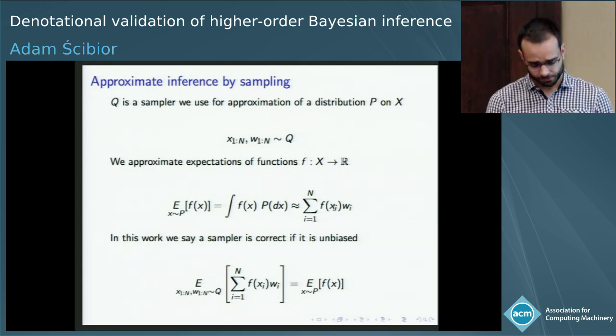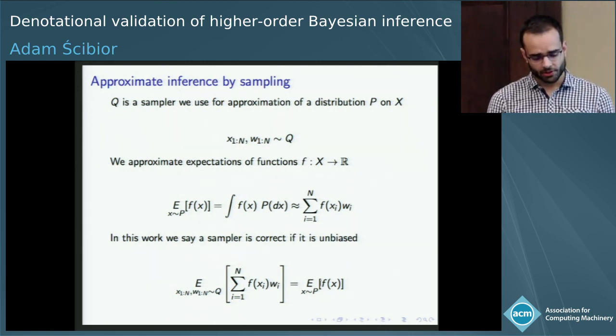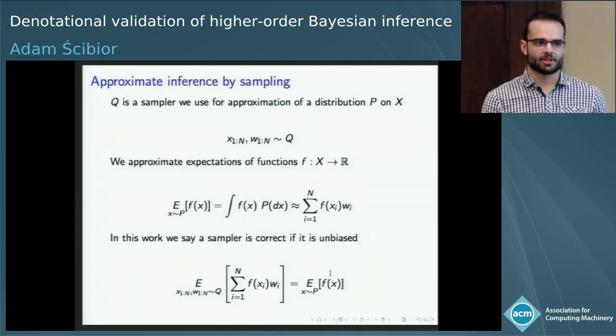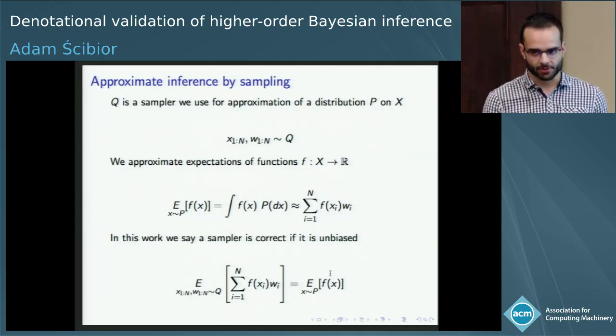of a suitable function. Okay, and an important notion here is that we say a sampler is correct when it is unbiased. That means that the expectation under all possible executions of Q from this estimator is exactly the right expectation that we're interested in. So whenever I say in this talk that our inference algorithms are correct, I mean exactly that we obtain an unbiased sampler according to this equation.